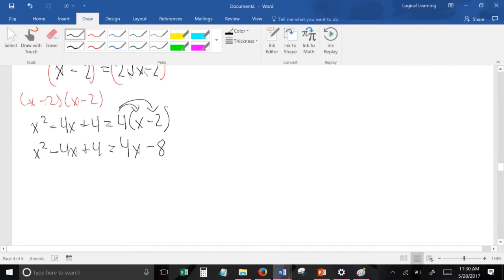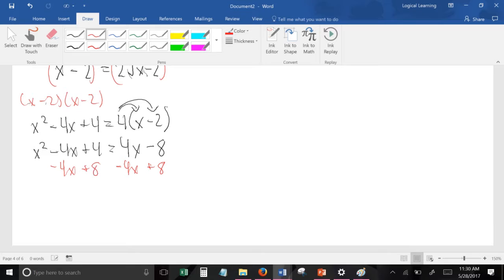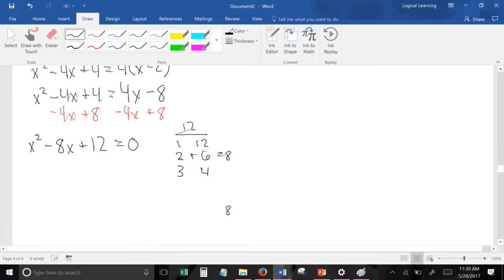Now what we can do is we can go ahead and put everything on the same side, and we'll have a quadratic equation, which is easy to solve. So we're going to subtract 4x from both sides, and we're going to add 8 to both sides. So we have x squared, negative 4x minus 4x is going to give us negative 8x, and 8 plus 4 is going to give us 12 is equal to 0. Now our factors of 12 are 1 and 12, and 2 and 6, and 3 and 4. Well, we can see 2 plus 6 will give us 8, so we know that's what we're going to want to use.